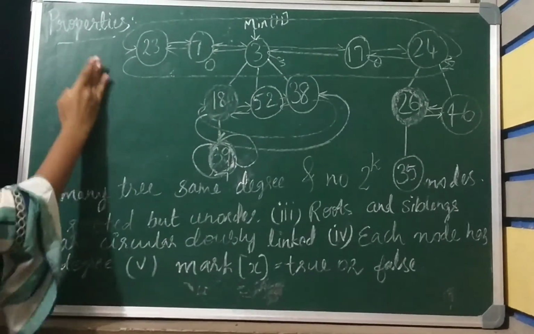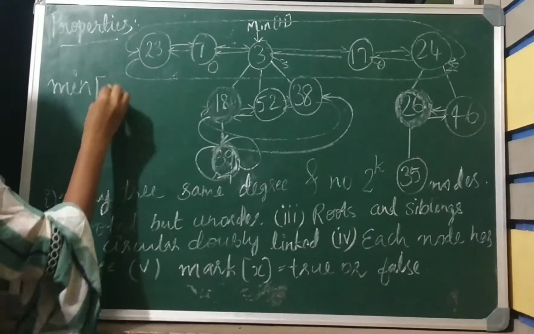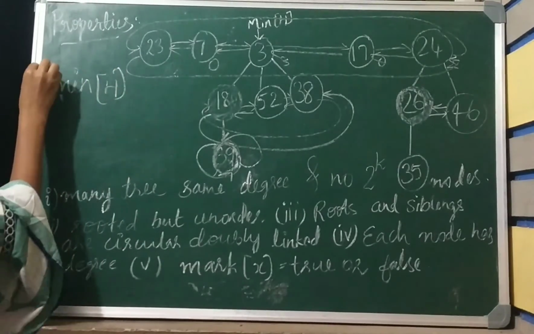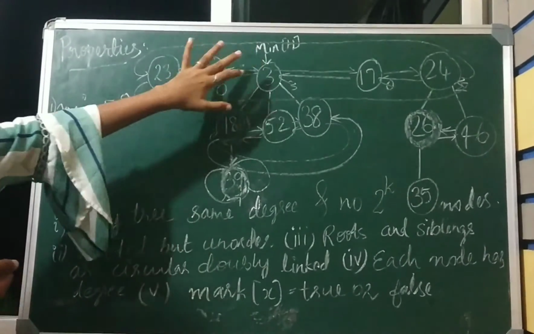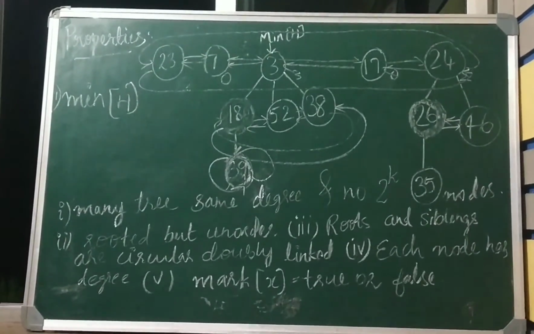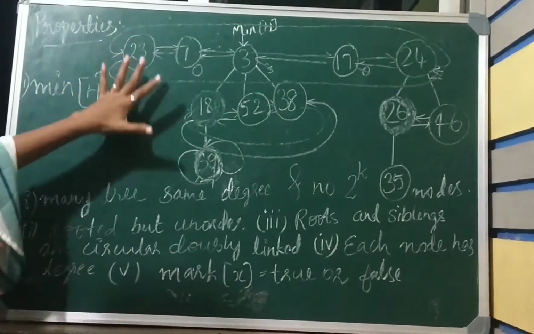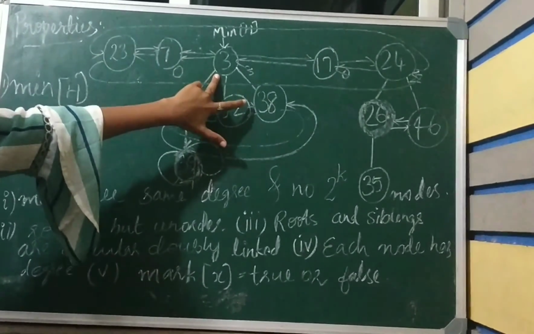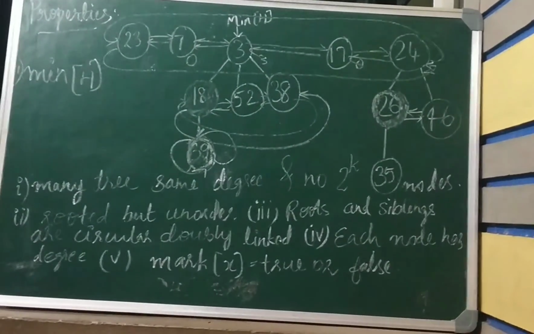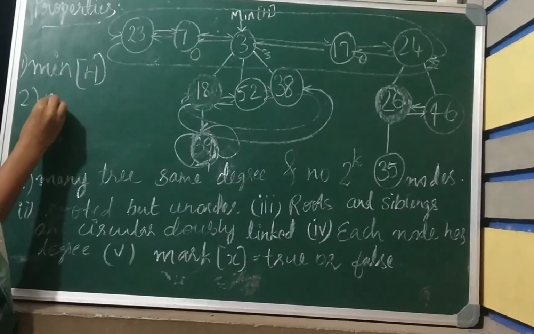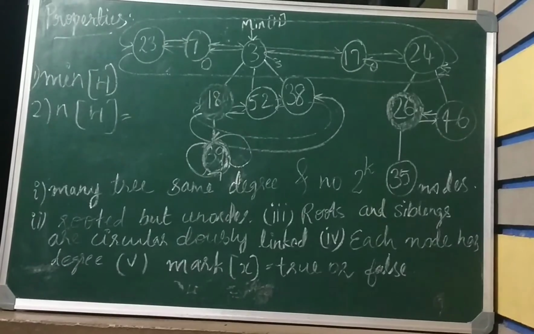And there are some terminologies in the Fibonacci heap. First terminology is min of H. Here we marked a pointer min of H. Min of H will always hold the minimum node. Here in this Fibonacci heap 3 is the minimum value. So min of H will always hold the minimum value. Next comes n of H. N of H will always hold the number of nodes in the Fibonacci heap.